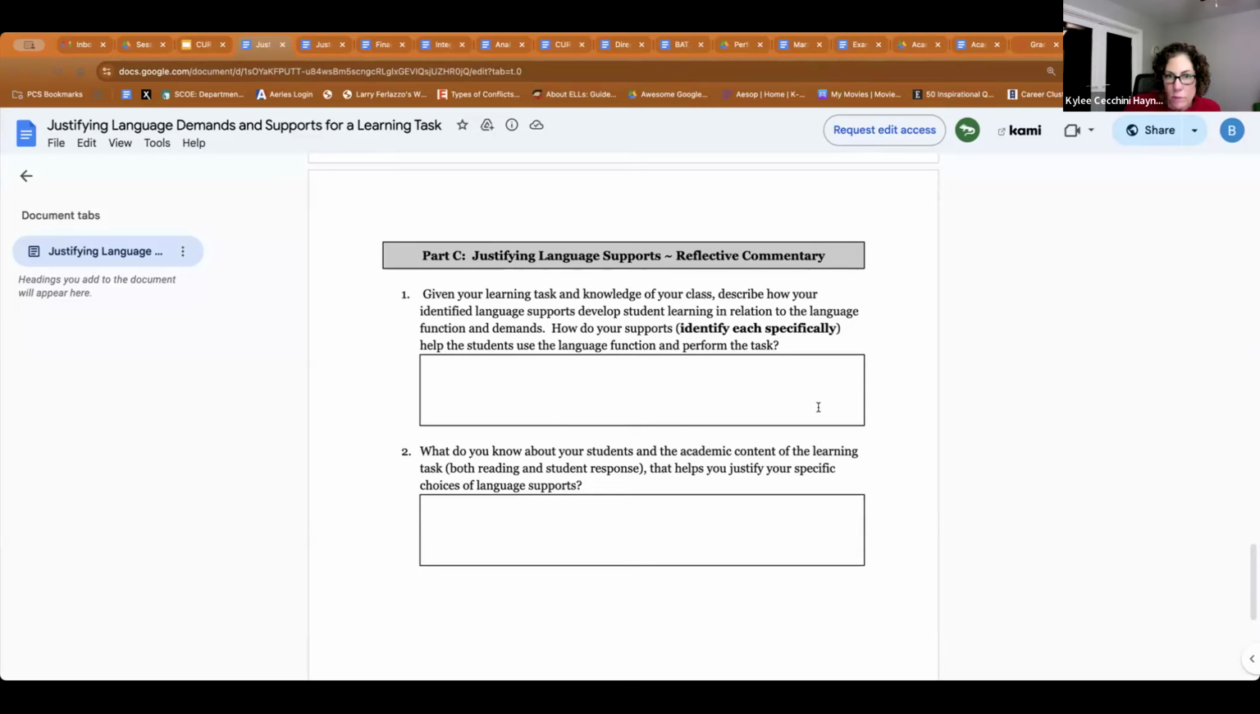Like, justify that, right? And then what do you know about your students and their learning task that helps you justify your specific choices? So you know, for instance, that a lot of your students are second language learners, and that they are not familiar with the word observation or observe. They're familiar with the words look or see, but not observation. So that's kind of what you would talk about. What do you know about your students that made you make the choices that you made?